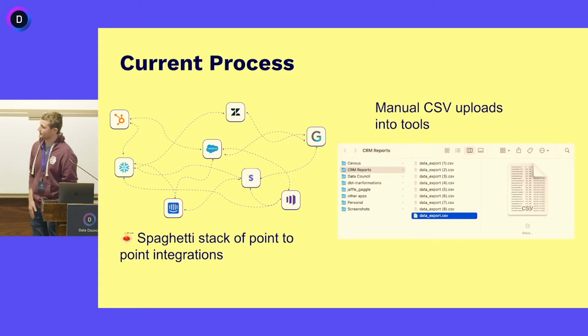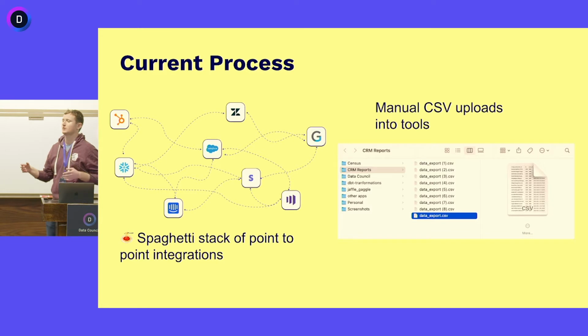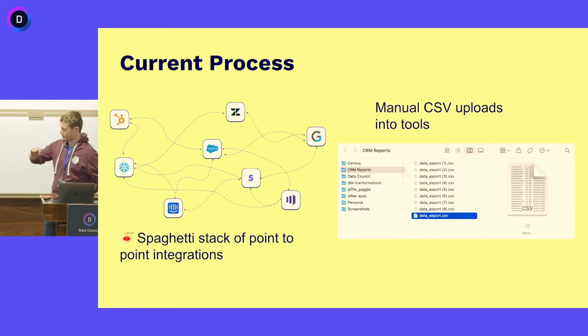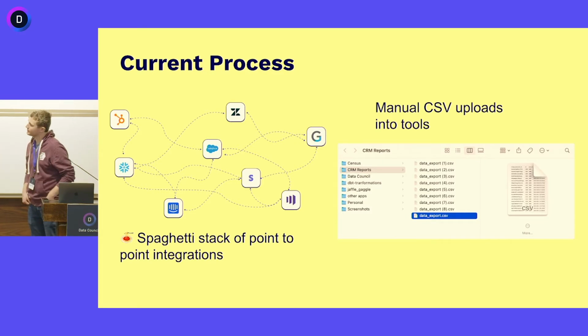And with that spaghetti stack of point-to-point integrations, the amount you have to manage scales very fast. If you want to add a new tool, you might need to add 8 different integrations and make sure all the wiring is hooked up correctly, and you might lose some of that visibility and observability into those different tools. So that's what Census can give, that observability, as well as building out a robust system that can last the test of time.